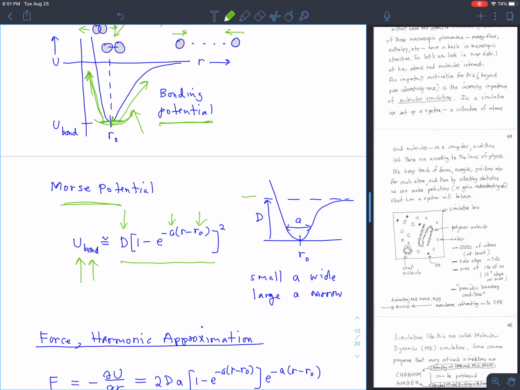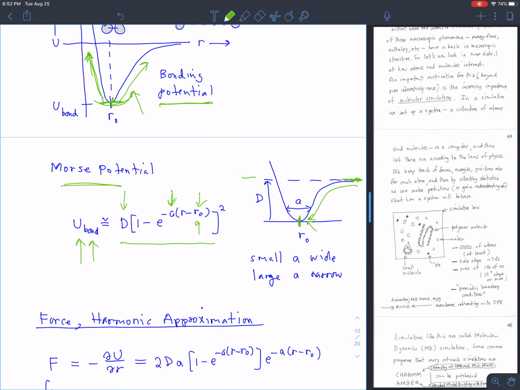D is the depth of the well. If you go out to infinity, that sets the level when the atoms are far apart, and D is how deep the well gets, how strong the bond is, basically, as you come in and finally reach the minimum in the bonding potential. The quantity R0 represents the equilibrium bond length, the length at which the bond is most stable and most happy.